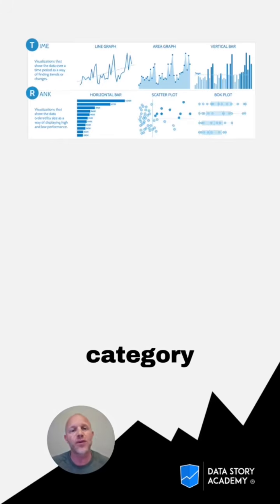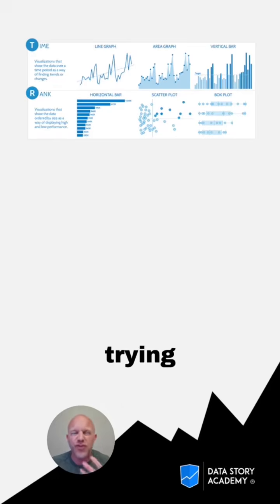The second category is rank. This is a big one. This one comes up a lot, and so we're trying to order the data to see how it's performing against other values within the set. So horizontal bars, scatter plots, even box plots in certain scenarios can do a really good job of ranking your data sets.